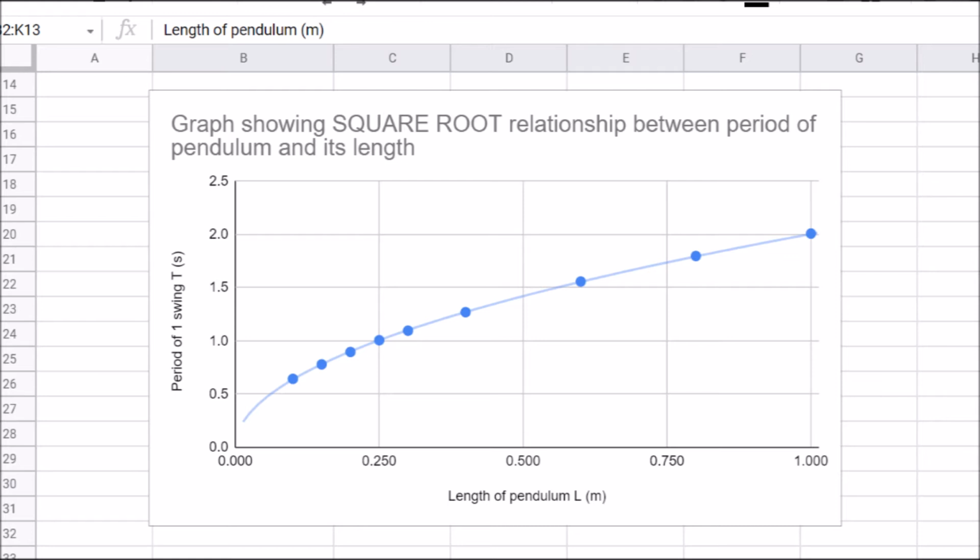Looking at the shape of this graph, I can recognize that that must be a square root graph, and so I'm going to assume that it's a square root graph, and I'm going to use that to change it into a linear graph and see if I'm right.